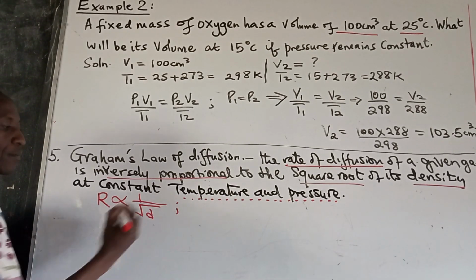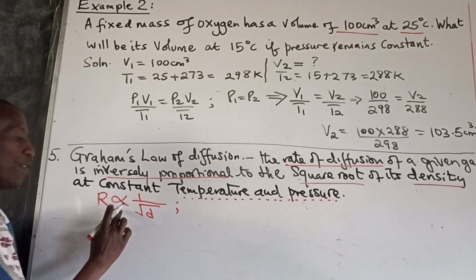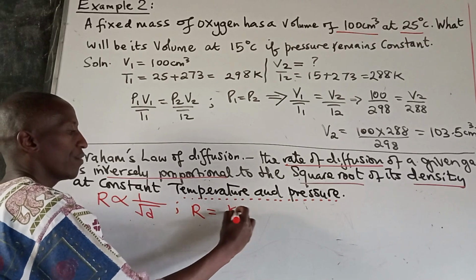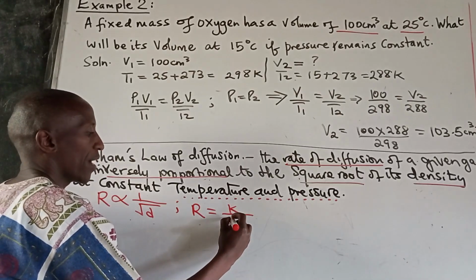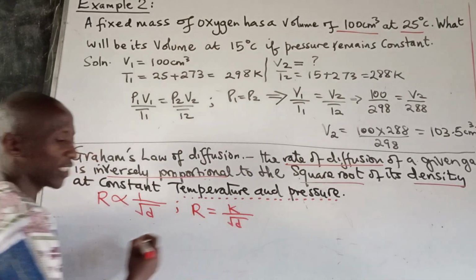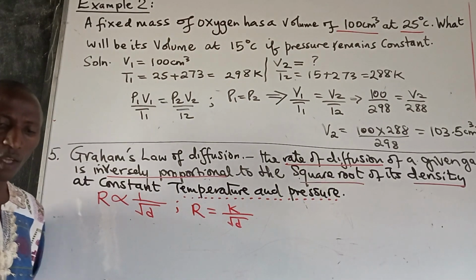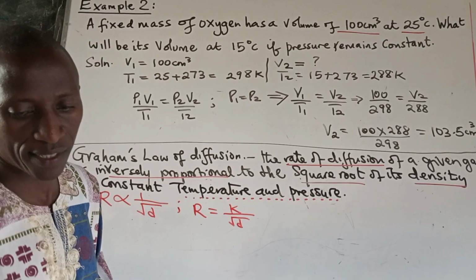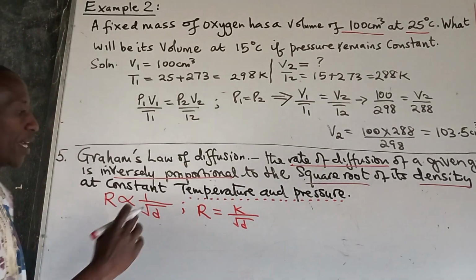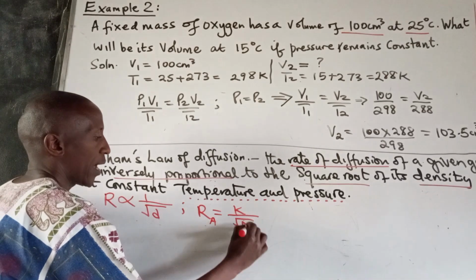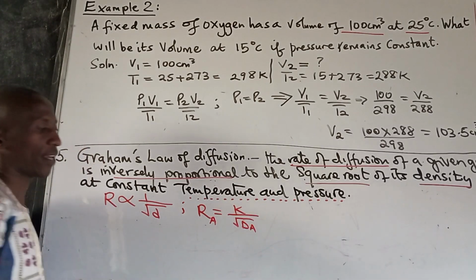What does that mean? If we remove the proportionality sign, we shall have the rate of diffusion is equal to a given constant divided by the square root of the density of that gas. And what does that create? That creates that if the gas was A, we can use density A like that.